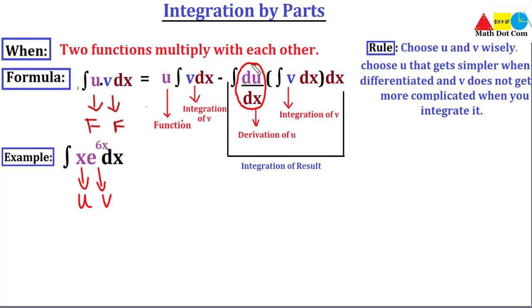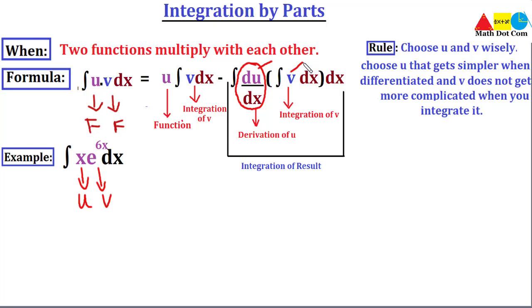That will be complex. If I take u as e raised to power 6x, then what will happen? I will again have e raised to power 6x at this place, and v will be x, and again I will get x square over 2. It means two functions are again multiplying with each other. It means we are not going towards simplification, we are going towards complication. So your motto should be to move towards simplification rather than complication. So I have decided to take x as u and e raised to power 6x as v.